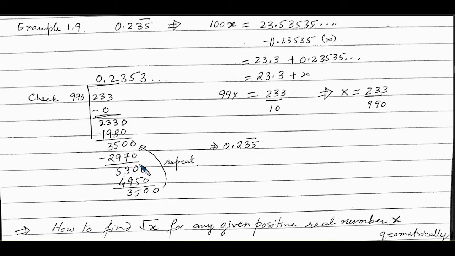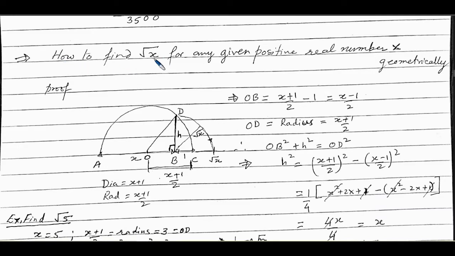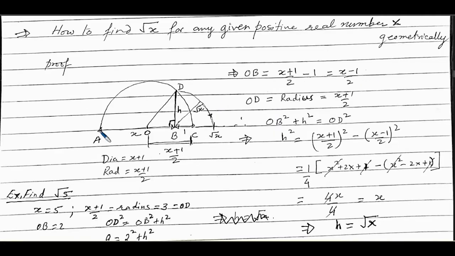Similarly, I will not waste time doing the same thing again and again. So now we will find how to find the square root of x for any positive real number, geometrically. So you draw a line AB with measure x and then add 1 to it.